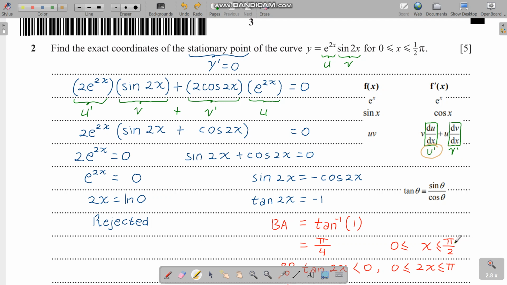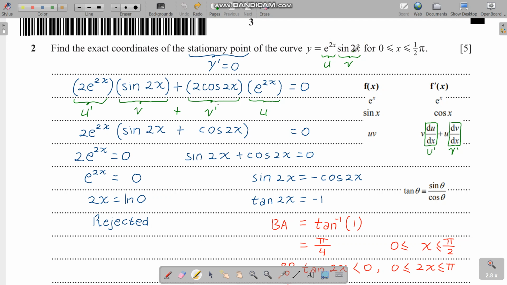So du dx is u prime, dv dx is v prime. So the u is e to the 2x. To find the u prime, we need to use this rule. So we get exactly the same thing, e to the power of 2x, but times 2 because of the chain rule. We have to multiply by the derivative of the power. U prime v, the v is again sine 2x.